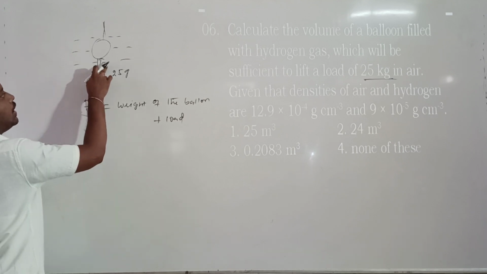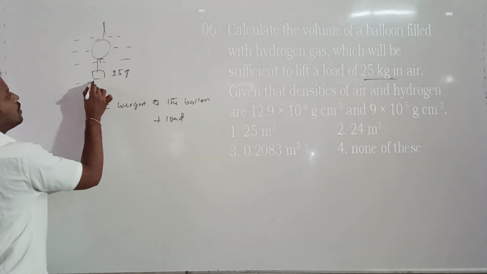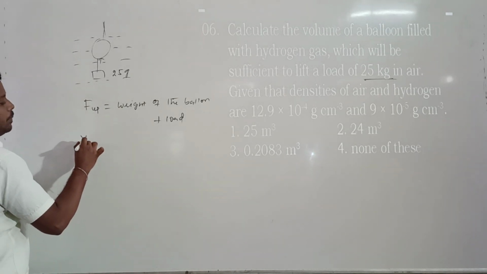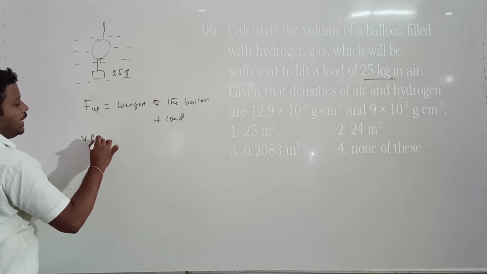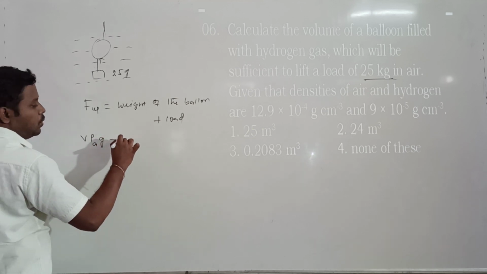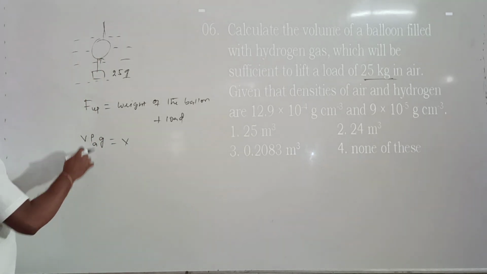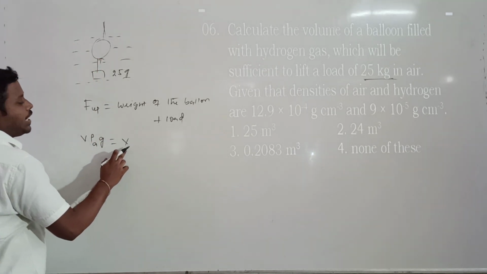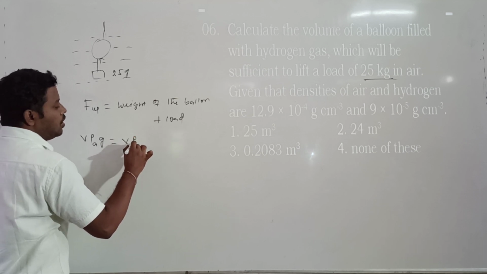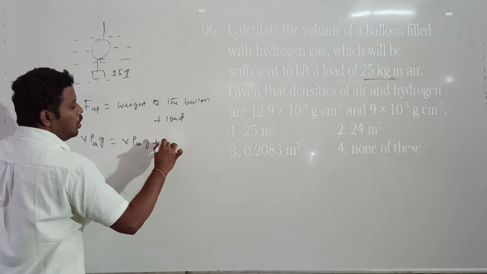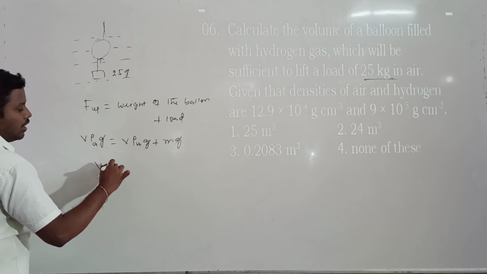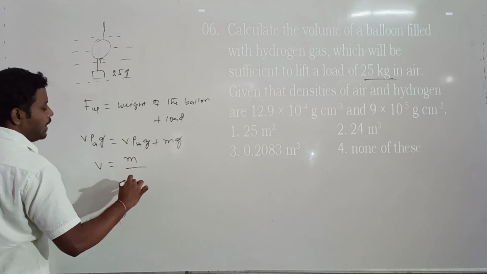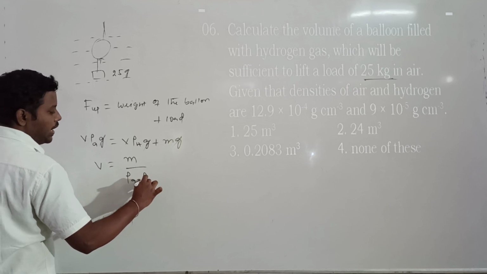The upthrust is because of the buoyant force of air. So the upthrust formula, which is nothing but the buoyant force, is V into density of air into g. The volume of the balloon and the volume of air displaced by the balloon are the same. So V rho_A g equals V rho_H g plus load m g. The g term cancels. We are asked to calculate V, so V equals m divided by rho_A minus rho_H.